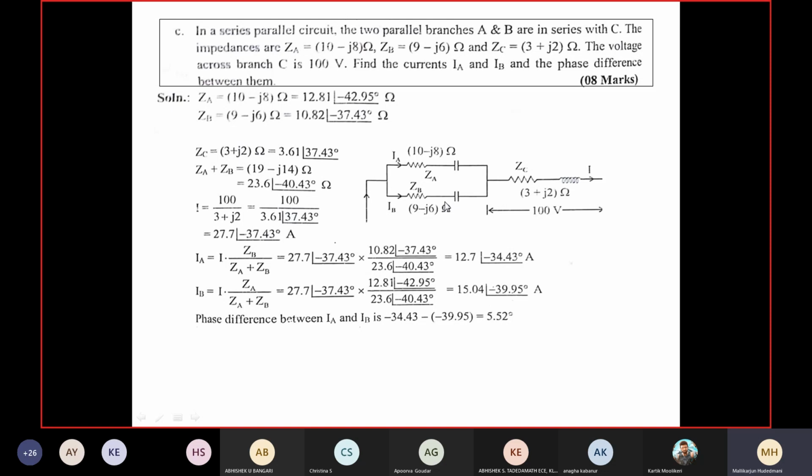What is the total current flowing through this ZC? If you apply Ohm's law, the voltage across this branch is 100 and the impedance of this branch is 3 plus J2. If I take this ratio, what am I going to get? V by Z is I. Is it not the current flowing out of this, as well as entering from this side? Because from the left-hand side, what is entering is the combination of these two. From this part plus this part becomes the incoming current. That is the one going out.